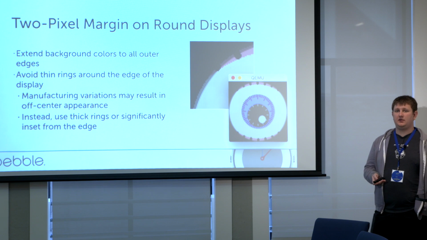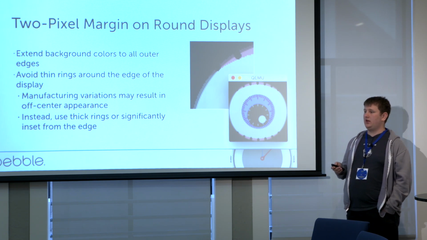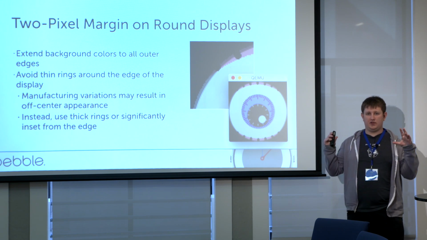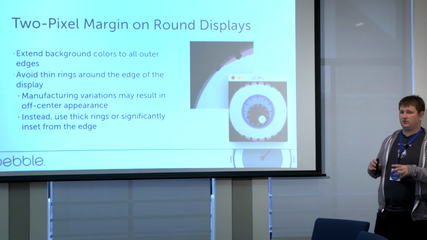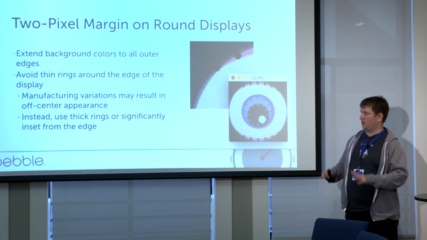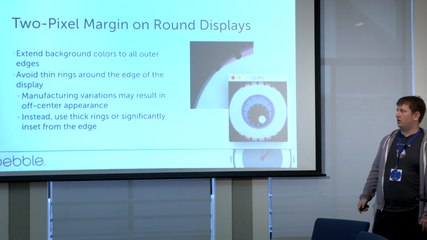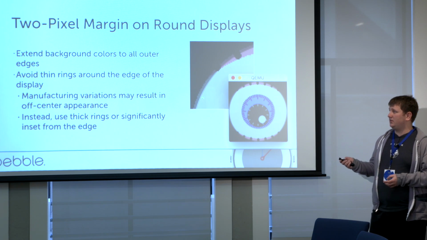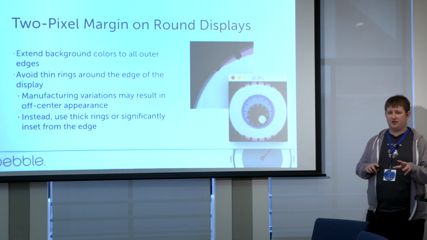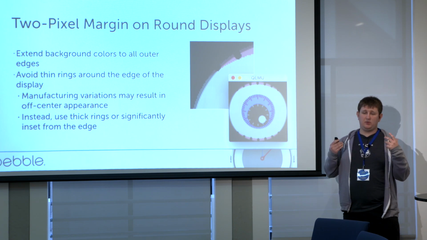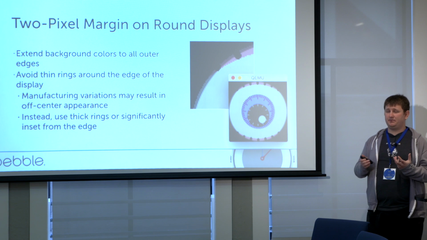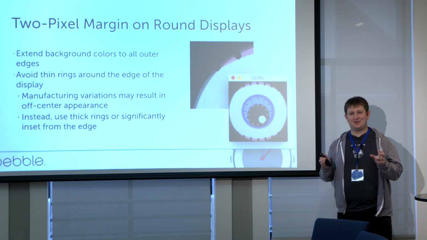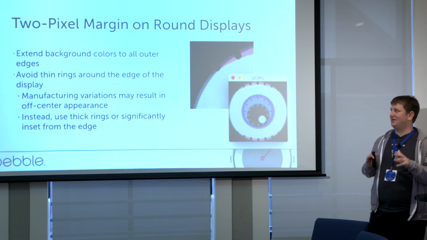But some important things to keep in mind with this 2-pixel margin is that you should make sure to extend the background colors of your applications all the way to the edges of the display so that you know for sure it's being covered regardless of the margin. And then also, we recommend that you avoid thin rings near the borders of the display because if there's any variations in the manufacturing quality of the watch, then it will be very apparent to the human eye that it's off-center. So instead of thin rings near the borders of the display, we recommend either thick rings or that you inset from the edges of the display so you don't have that issue.